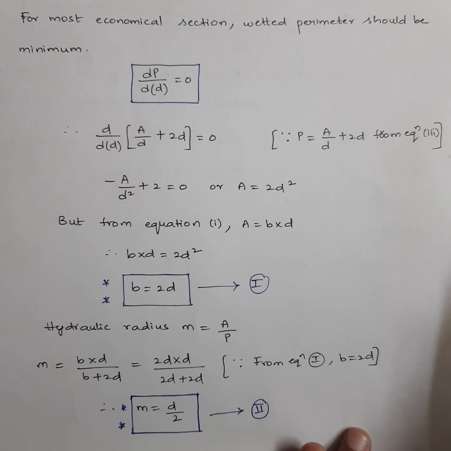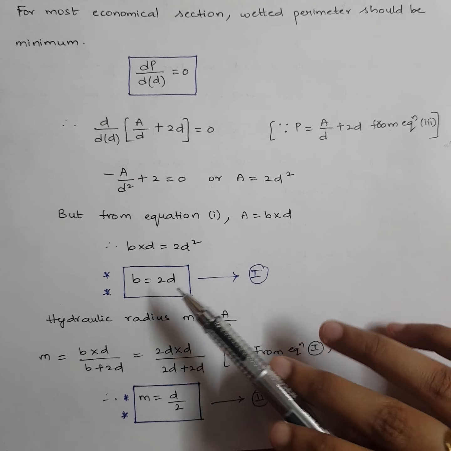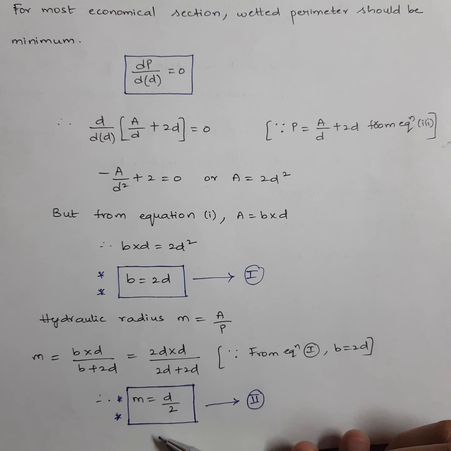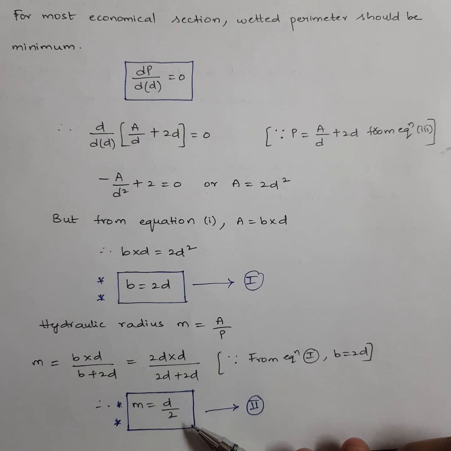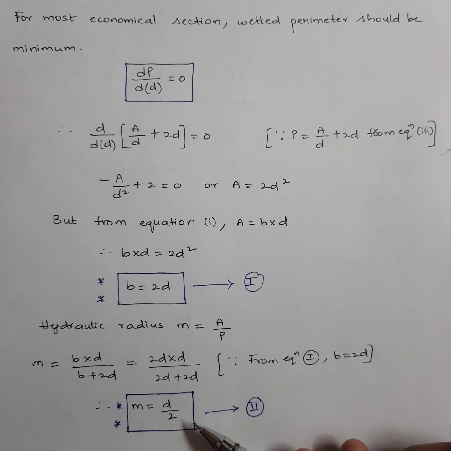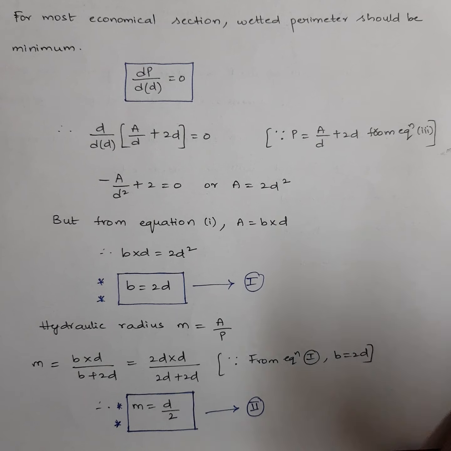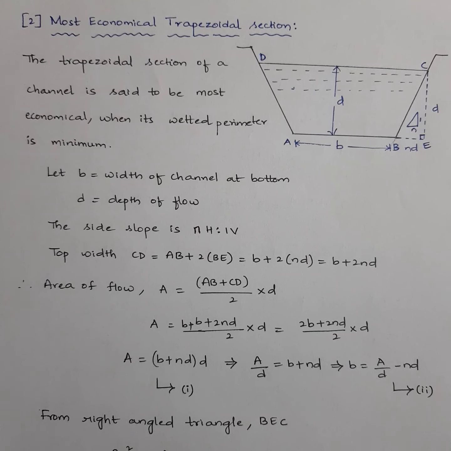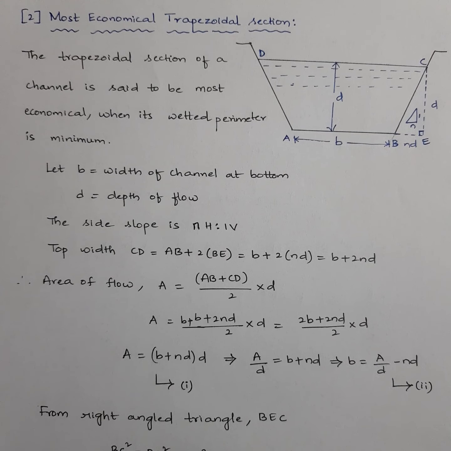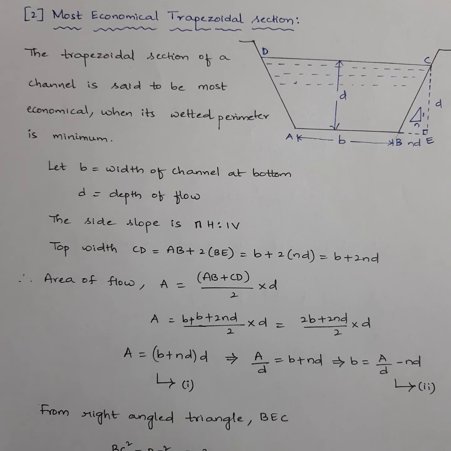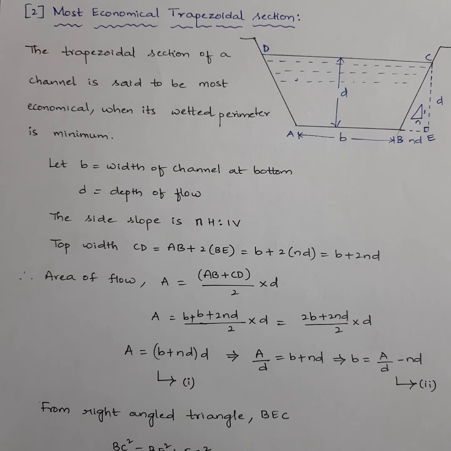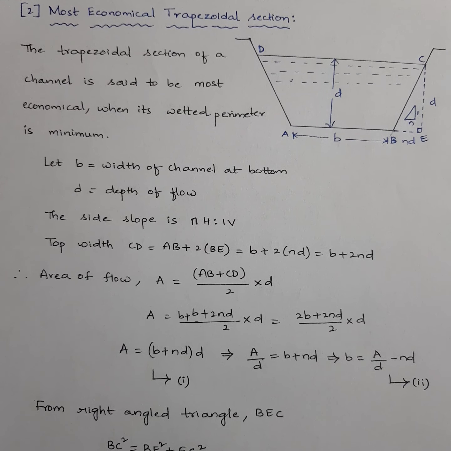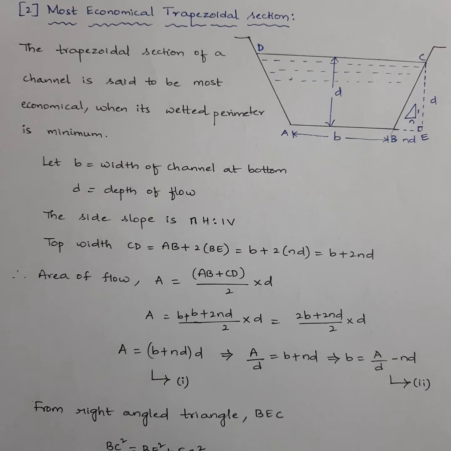The first condition is width of the channel must be twice the depth of flow. And the second condition is hydraulic radius should be equal to half of the depth of flow. These two conditions must be satisfied for a rectangular channel to be most economical. Alright, now let's go for the second one, which is the most economical trapezoidal section, which is most important out of the three. The derivation will be a little bit tricky, so please concentrate.